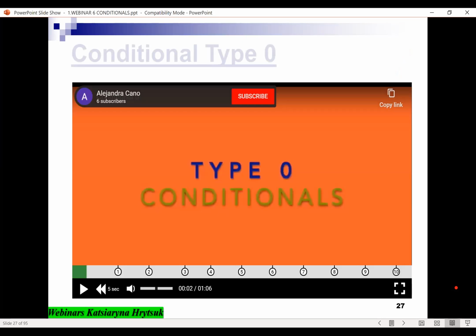I would like to show you a very short video about type 0, and then after this webinar, you can practice on your own, especially with the videos where you need to type. I just show you the beginning of it. Here we are. So here you see different numbers. These are the questions where you need to answer. Let's go, conditional 0.